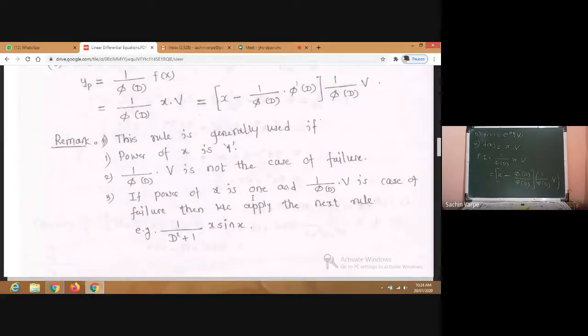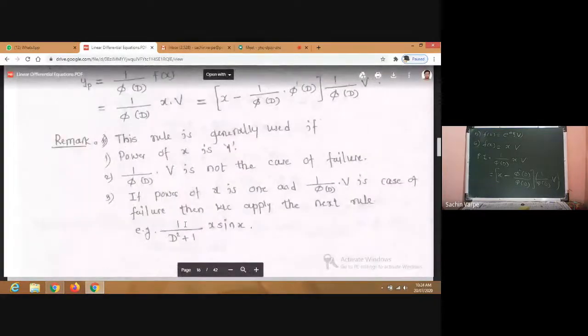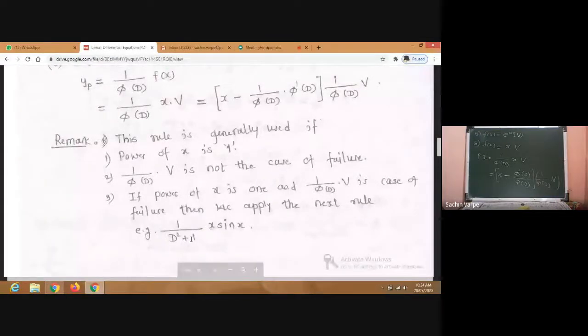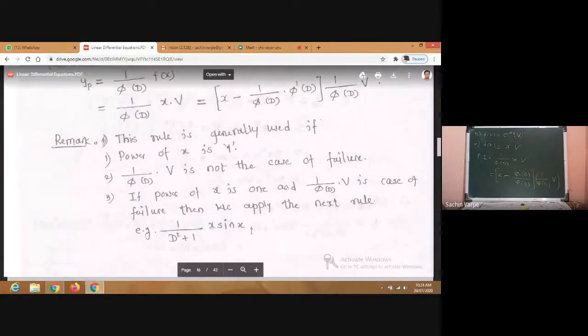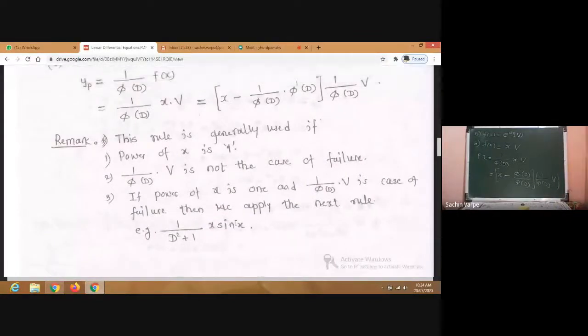So this is all about it. For example, here, 1 upon d square plus 1 into x. You can see the power of x is 1, isn't it? But 1 upon phi of d into v, where v is sine x, is the case of failure. Is it the case of failure? 1 upon d square plus 1 into sine x? Is it the case of failure?